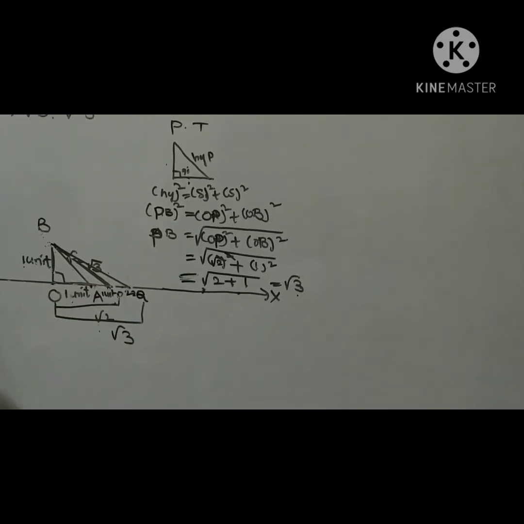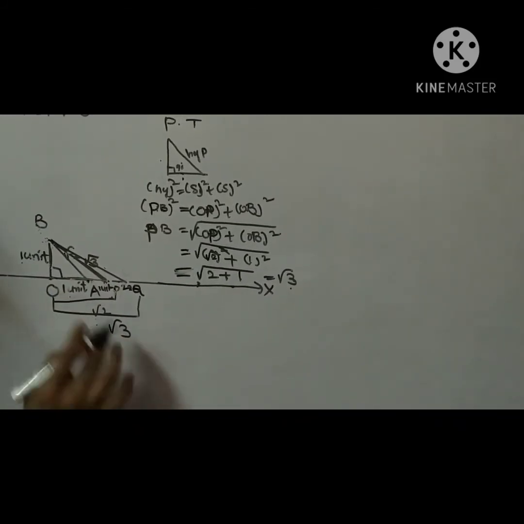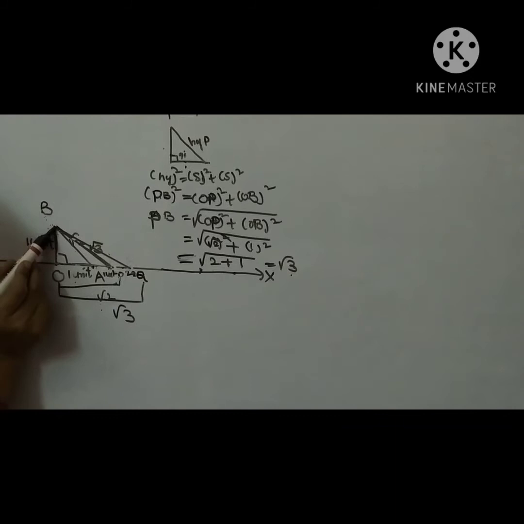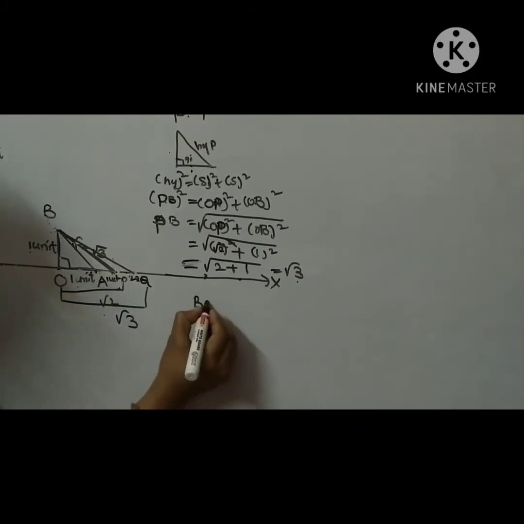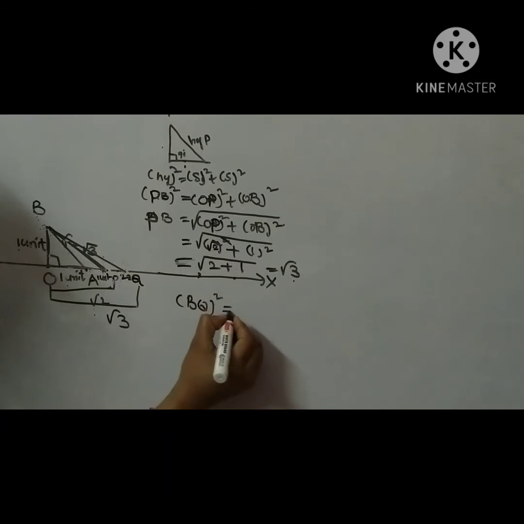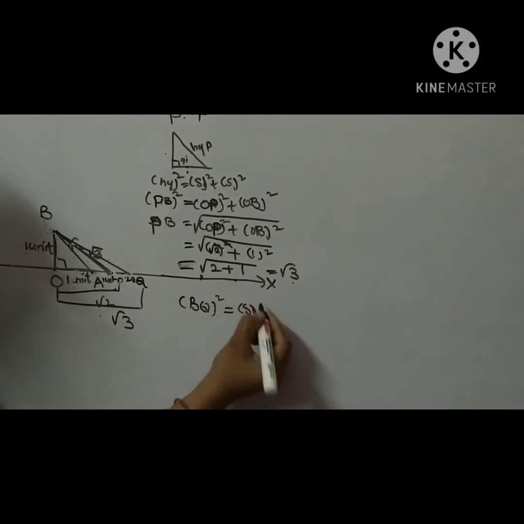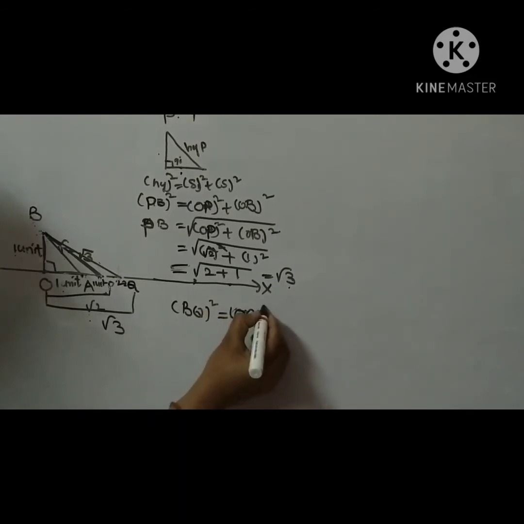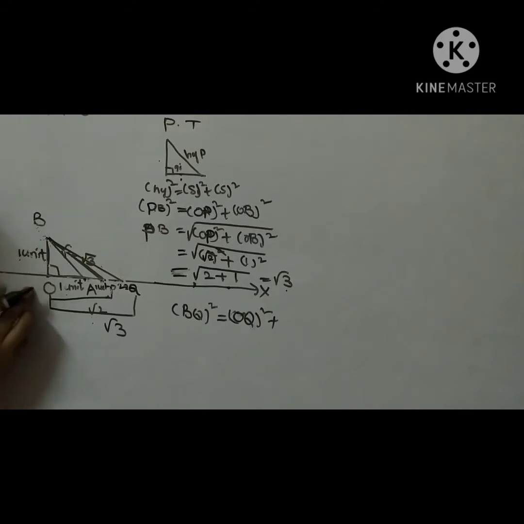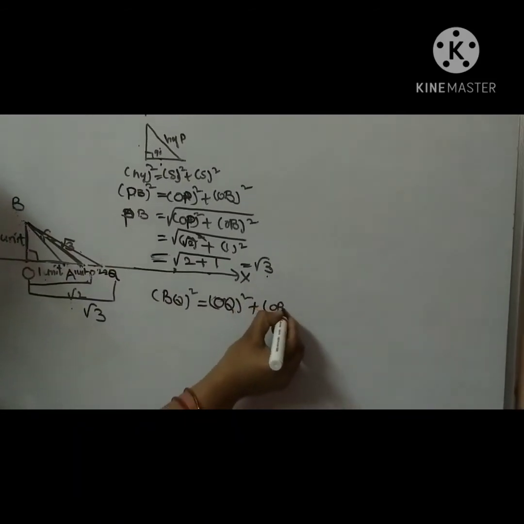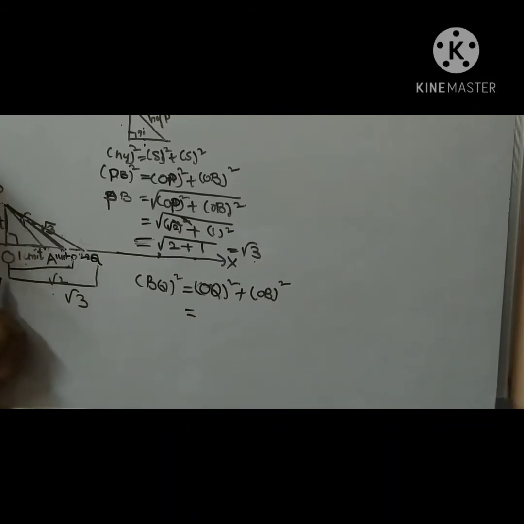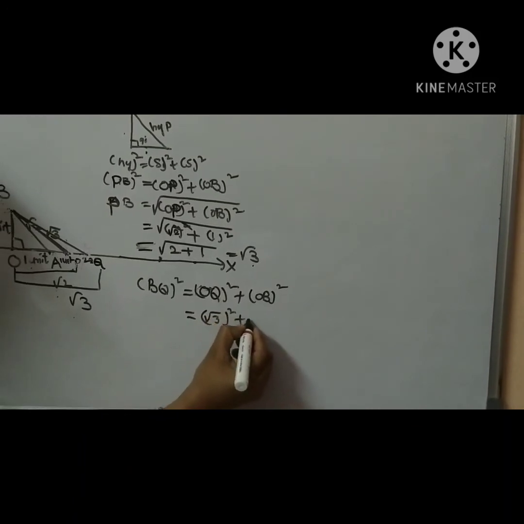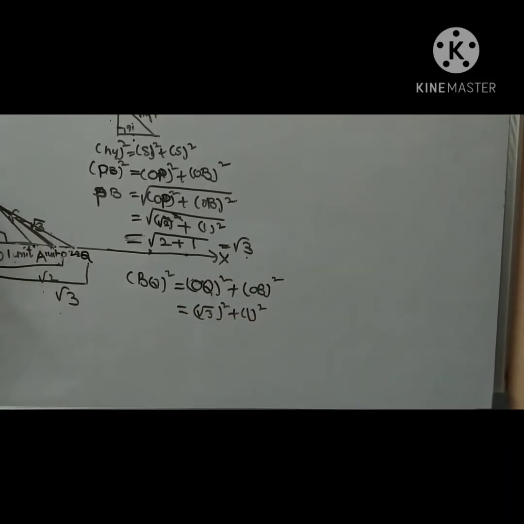As usual, here apply the Pythagoras theorem. What is the hypotenuse in this case? BQ is the hypotenuse. So hypotenuse square equals side square plus side square. Side square means OQ whole square, plus as usual the perpendicular line OB, so OB whole square. What is the distance of OQ? Root 3. So write root 3 whole square plus OB, the distance 1, whole square.